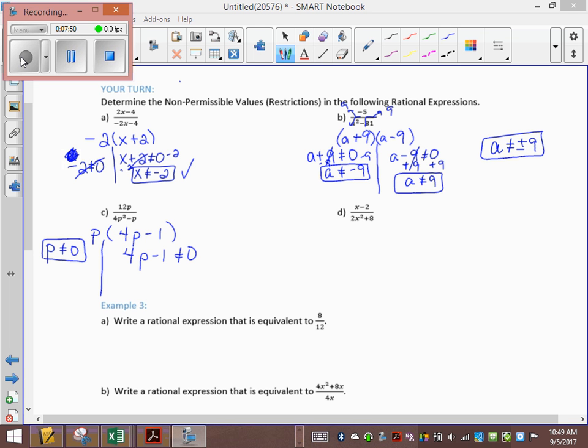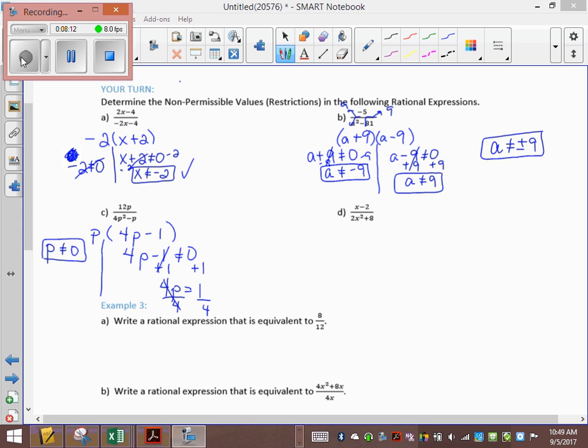Yes, that was like teamwork. You two just totally minus, and yeah, good. Plus 1. So you get 4P equals 1. And then you need to get P by itself. So what are you going to do? Divide by 4, because it's being multiplied, right?